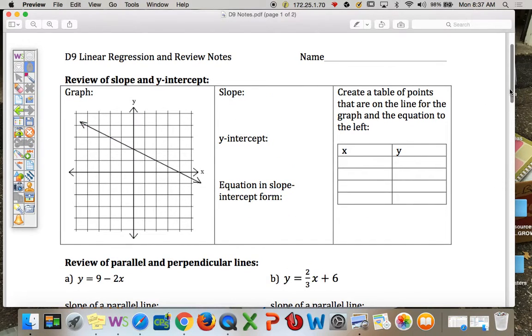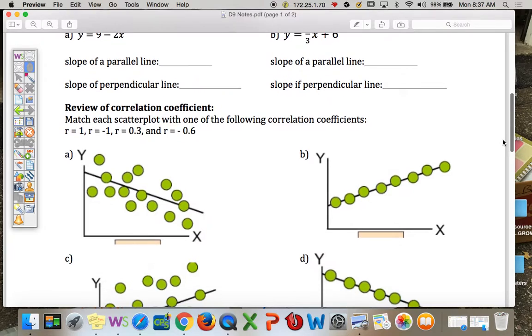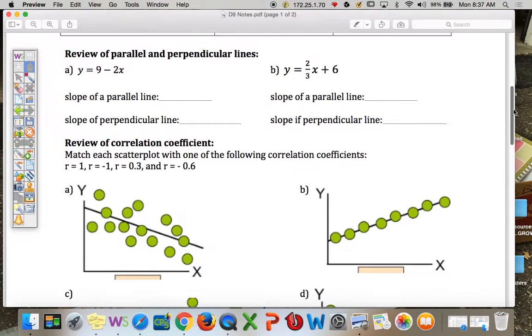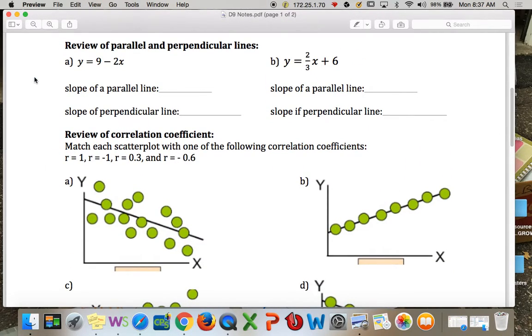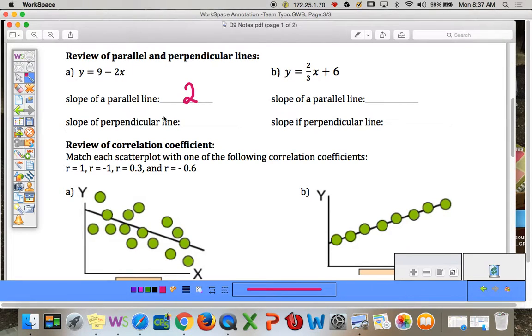Let's review parallel and perpendicular lines. So remember, slope is the number next to the x when y is by itself. So the slope of this line is 2. The slope of a perpendicular line, we're going to flip it and change the sign, so this would be -1/2. All right, the slope of this line is 2/3, so a slope of a parallel line will have the same slope. And if it's perpendicular, you'll flip it over and you'll change the sign.